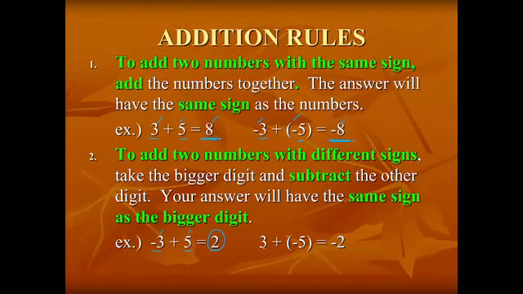Now, if I'm going to have 3 plus negative 5, of course, I will subtract these two. 5 minus 3, that's 2. Now, why is this negative? Because 5 is the greater number of the two. What is the sign of 5? Our 5 is negative. That's why the answer is negative 2. Okay?